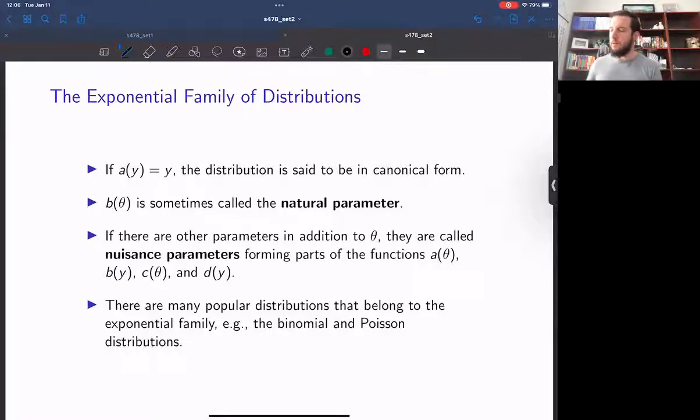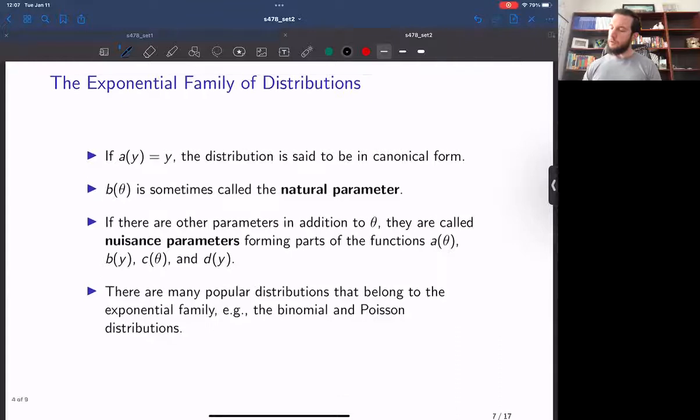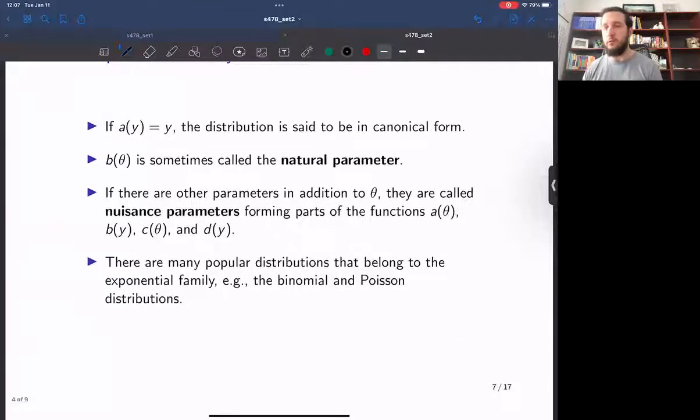B of theta is called the natural parameter. If there are other parameters in addition to theta, and I'll show you an example of this momentarily, they are called nuisance parameters, and they can form parts of C of theta or D of y, or depending on the structure of the distribution, A of theta or B of y. Okay, so there's a lot of different distributions that belong to the exponential family. In fact, if you Google exponential family of distributions and look at the wiki page, the table is very long, and it'll show you how the different densities fall under this parameterization.